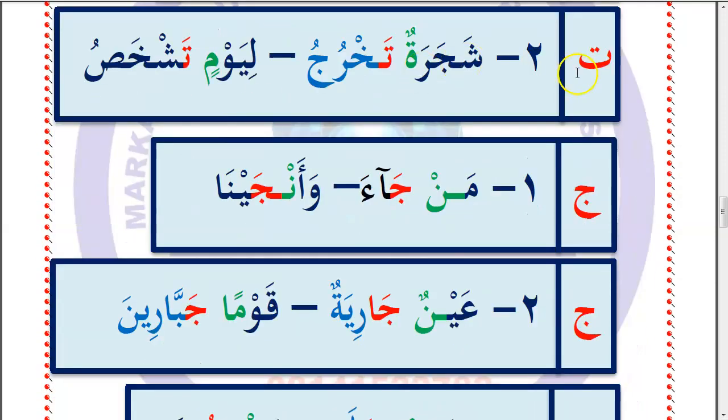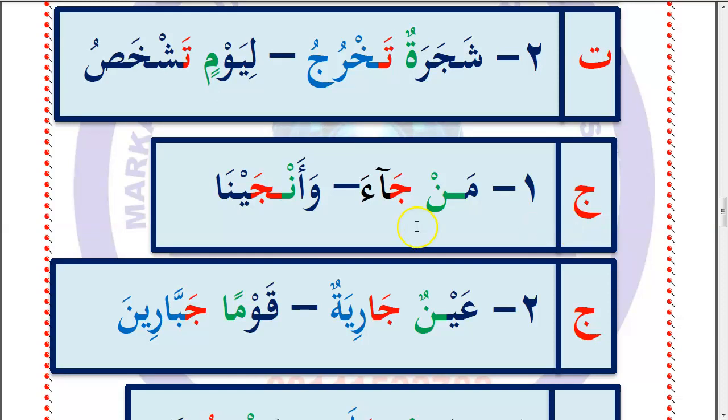Here is ta'un again appearing after tanween. Shajaratun tahruj. That's how you read it. Ta'un appearing after tanween. Liyawmin tashhas. ليوم تشخص. Apply only gunna.